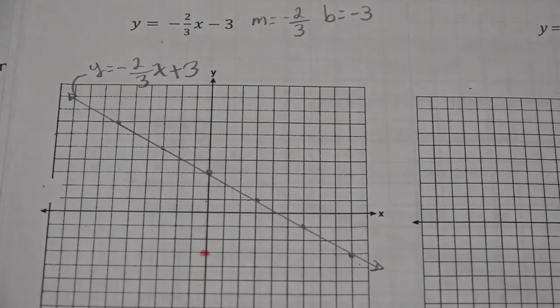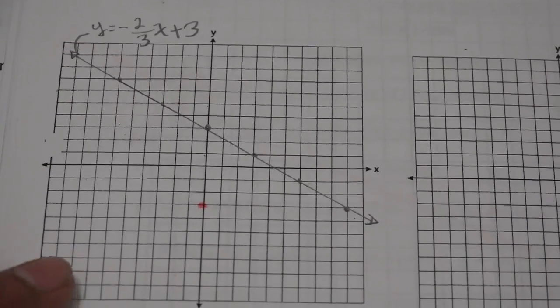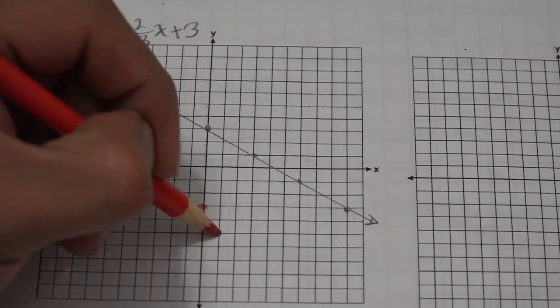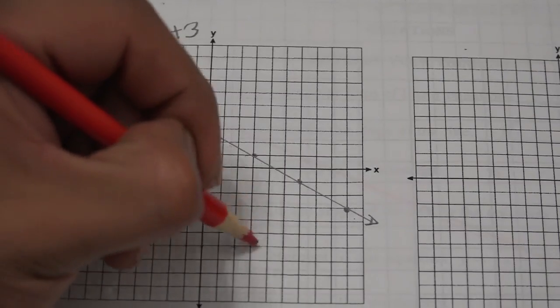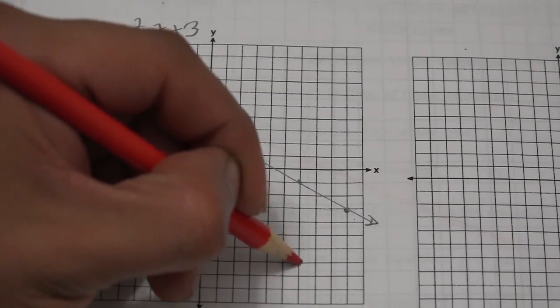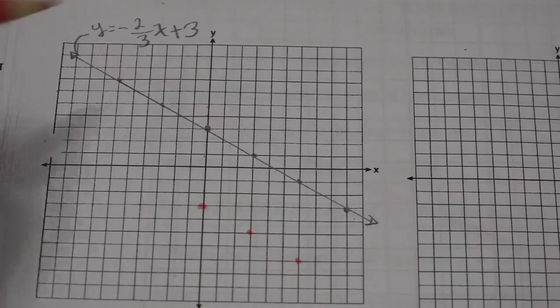The slope is -2/3, meaning what? That I'm going to go 2 down and 1, 2, 3 to the right. 2 down and 1, 2, 3 to the right. Perfect. Now the same way goes to the other side.